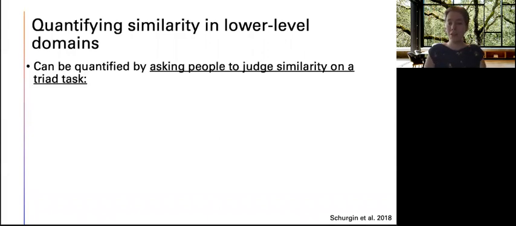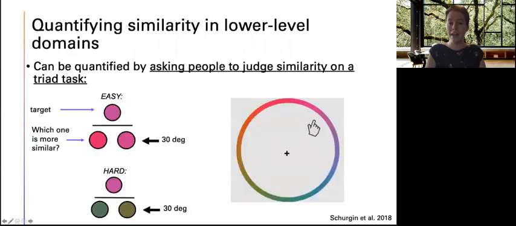Specifically, Schill et al. in 2018 used a triad task in order to measure how similarity scales with distance measured in terms of degrees along the color wheel. They asked participants to determine which of two test colors was more similar to a target color. The authors found that with a fixed 30-degree distance between two color choices, participants were more accurate at determining which color is closer to the target when the two colors were nearby in color space to the target compared to when they were far away in color space to the target.